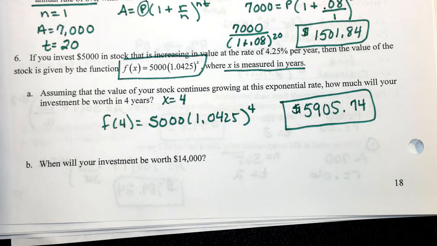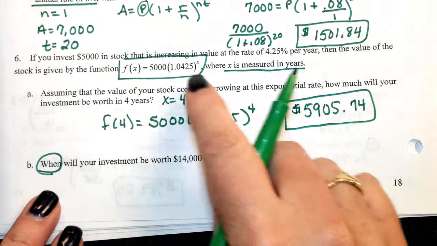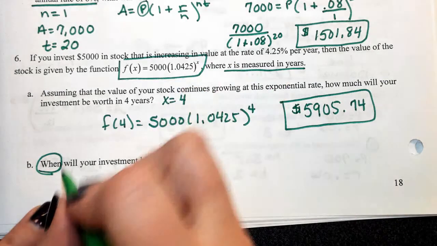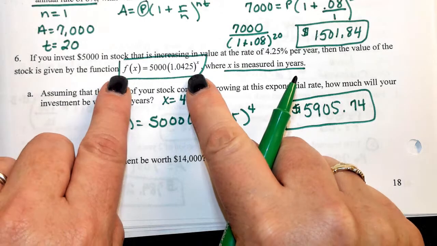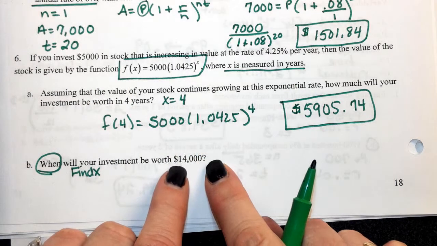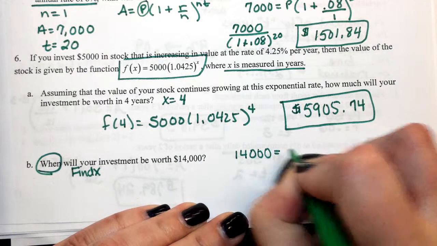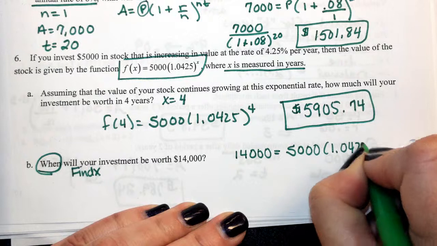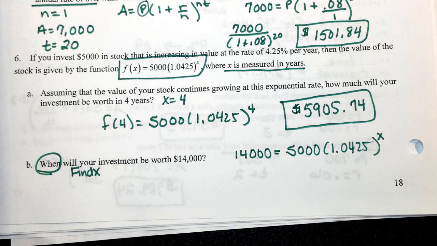When will my investment be worth $14,000? So what am I solving for in this particular formula? I'm going to be solving for what? X. So what am I going to set this whole entire function equal to? I'm going to set it equal to 14,000. So 14,000 is going to be equal to 5,000 times 1.0425 all raised to the X power. What's your first step?